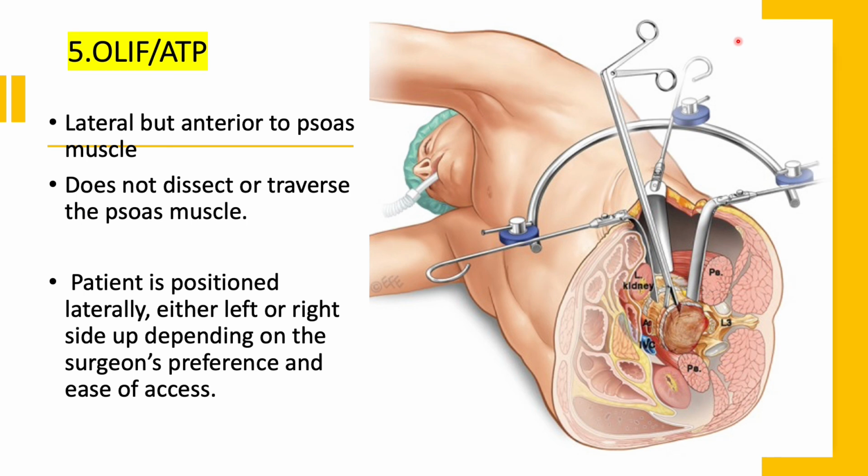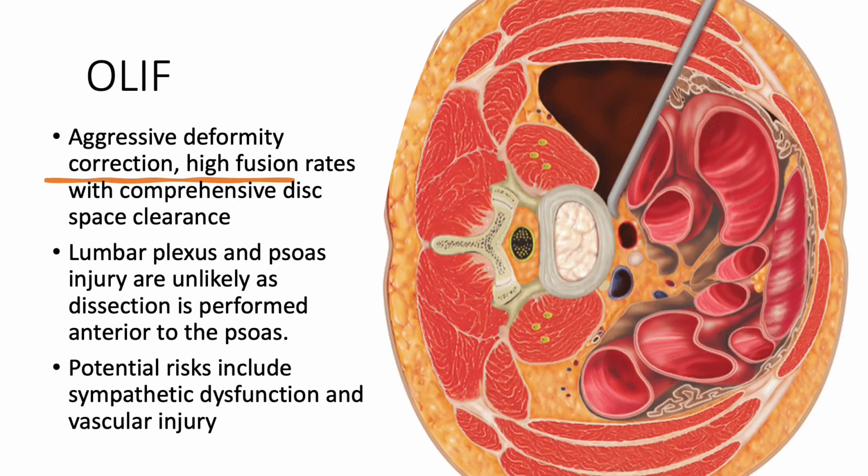Now let's examine the oblique approach, or the oblique lumbar interbody fusion, or the ATP approach, anterior to psoas approach. It is also lateral, but unlike XLIF, it goes anterior to the psoas muscle. Here the corridor between the psoas as well as a major vessel is utilized. As I said before, it does not dissect or traverse the psoas muscle, and hence injury to the lumbar plexus is avoided. The patient is positioned laterally, either left or right side up, depending on the surgeon's preference and ease of access, but usually done through the left.